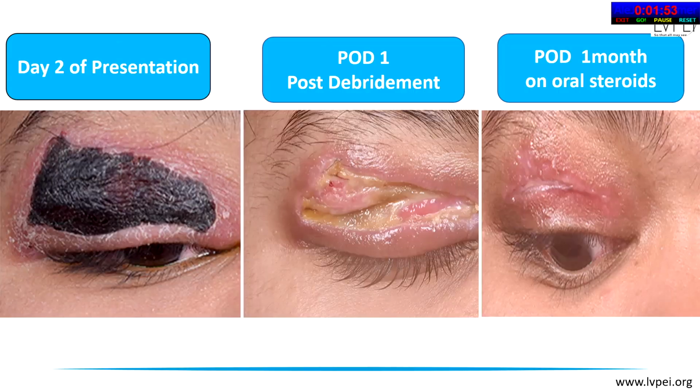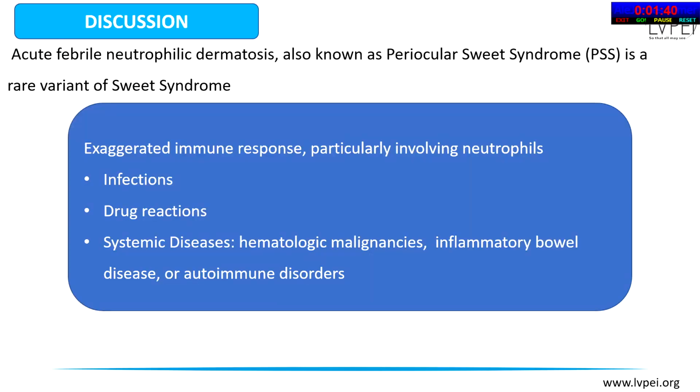And this is the presentation from day 1 to POD 1 month, which has shown significant improvement with no suturing or reconstruction being done, with limited scarring at POD 1 month. Patient was kept on follow-up till 6 months with us. So coming to our discussion, acute febrile neutrophilic dermatosis is a periocular Sweet syndrome.